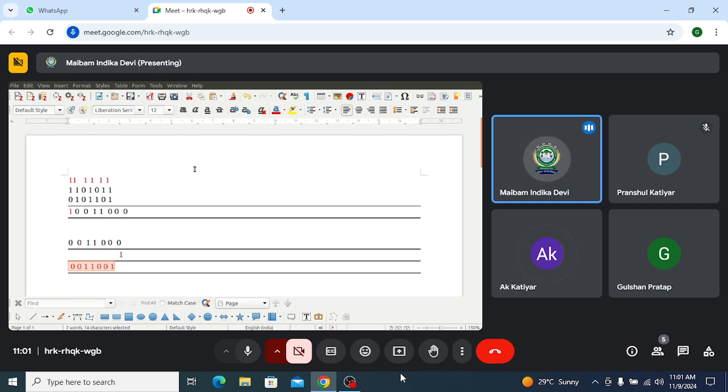Now this is for one question with an end carry. Suppose in your question, instead of this, if there is a 0 out here, then you will not be having any end carry. Yes or no?